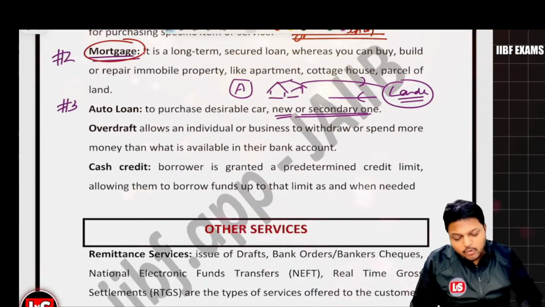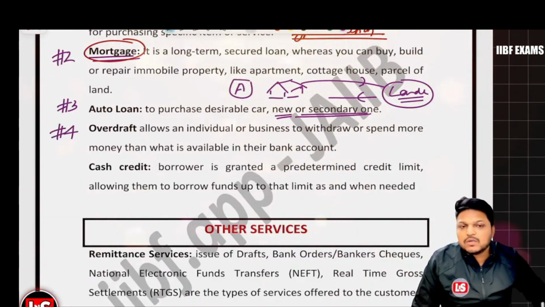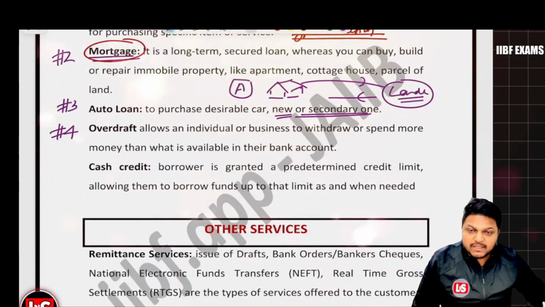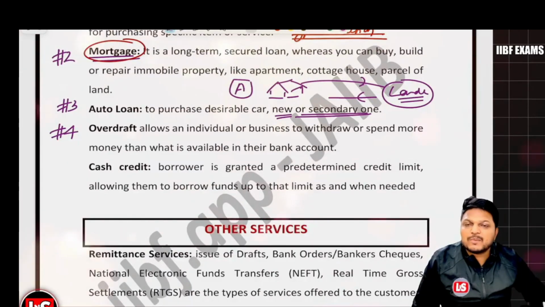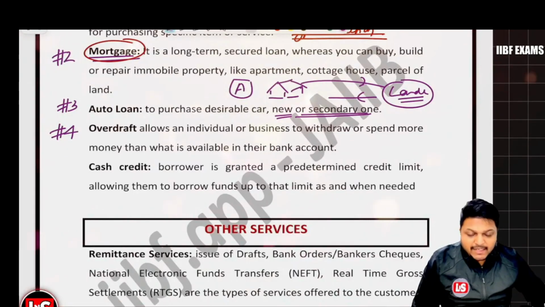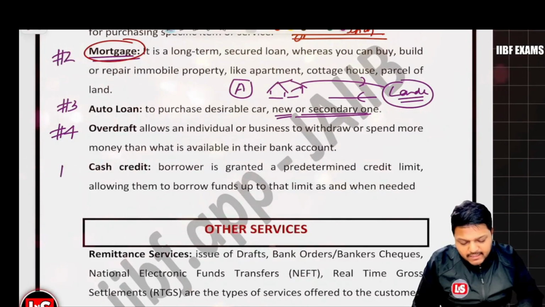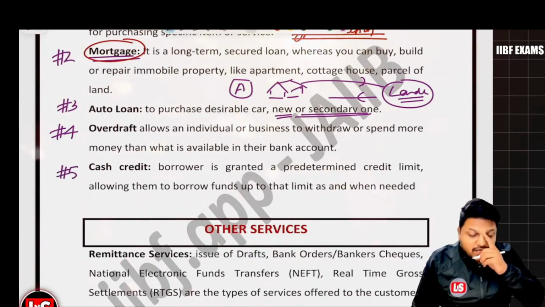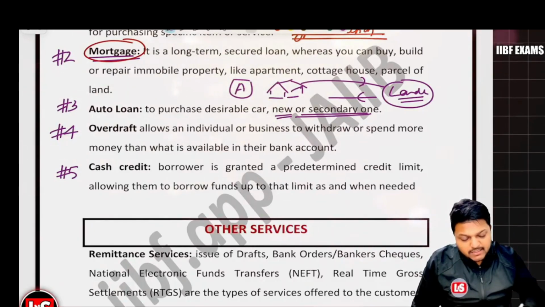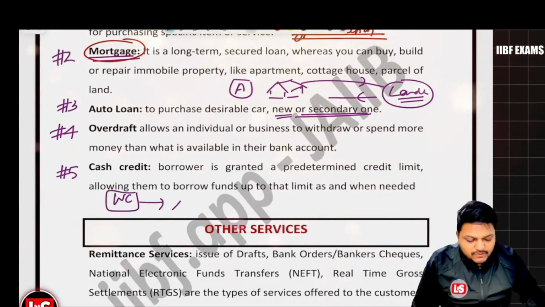Then the overdraft facility, like I told you, is available to users who have a current account, and PMOD is also available. In eligible accounts, you can withdraw up to 10,000. For current account users, it gives more spending power. And the fifth one is the cash credit facility. Cash credit is a revolving facility. It's a working capital facility, but it's a revolving account facility.